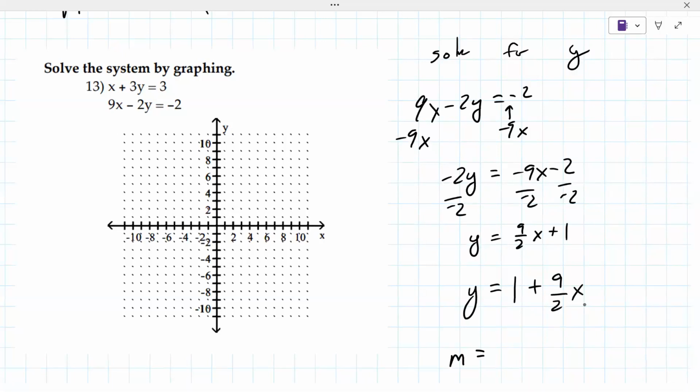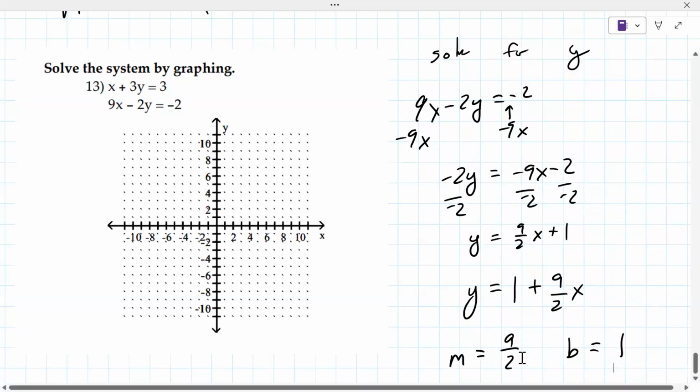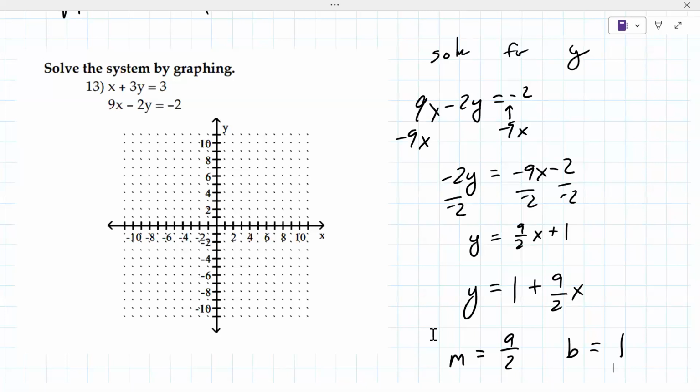What is the slope? The slope is 1. No, not 1. Yeah, 9/2. And the b value is 1. Do you remember whether you start with the slope or the b value? The b value. Yes. So be really careful how you write it.